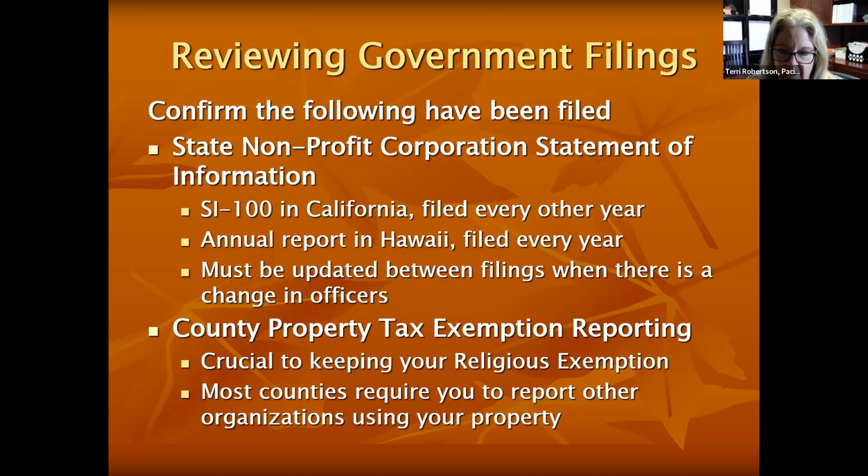The other annual reporting is something from your county, your property tax exemption reporting. It comes from your county recorder or county property tax person. I can't think of the name, sorry. And this is a crucial report to keep your religious exemption for property taxes. It used to be that they would just send a postcard every year and you checked off whether stuff had changed. Now it's a more detailed report. It varies by county, but they do ask you for all the people who are using your property, who also have use of your property.